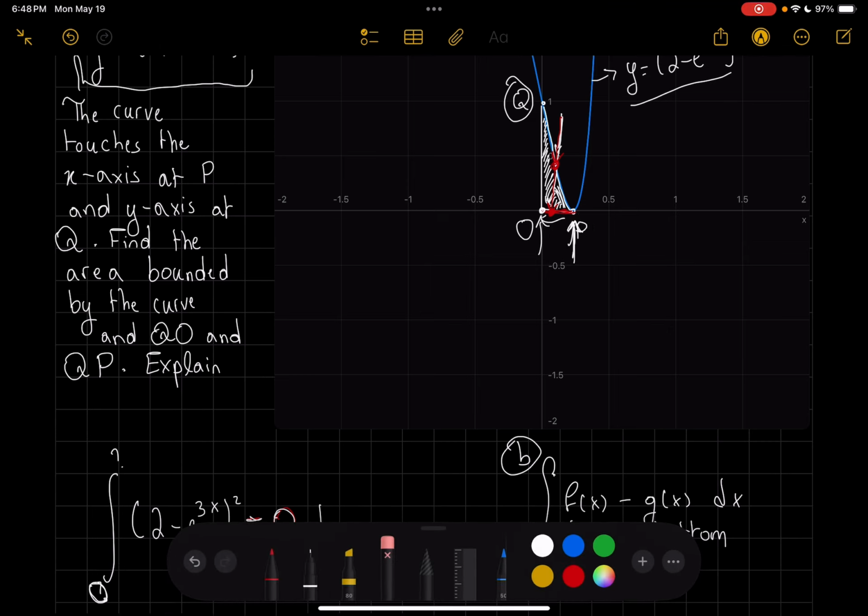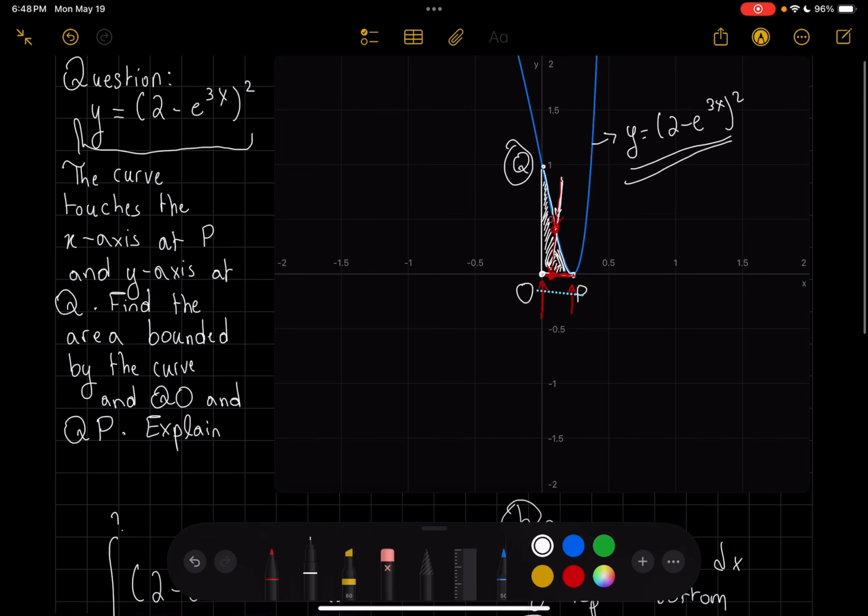So let me just erase a little bit just so you could see what I see. Basically the area of the shaded region starts at 0 over here, and it ends over here. In order for us to find the x value of P, which is basically the intersection between the curve and the x-axis, you need to find the x-intercept of this equation. The x-intercept, which is the point it crosses the x-axis, means y equals 0.